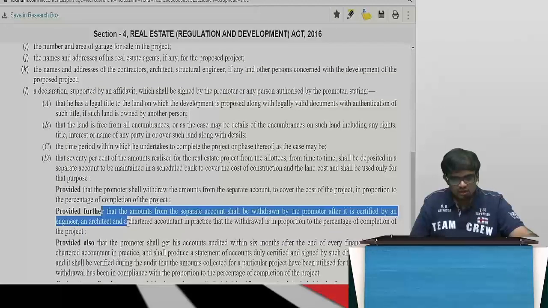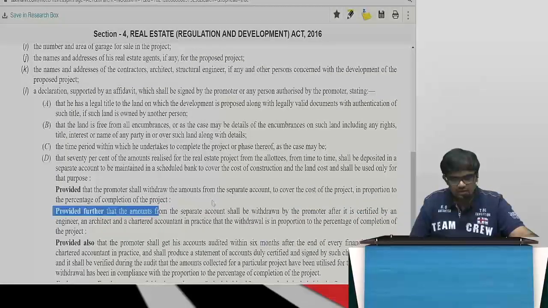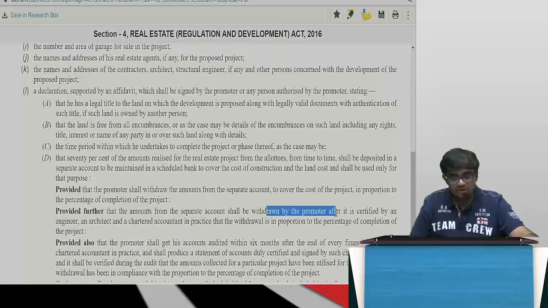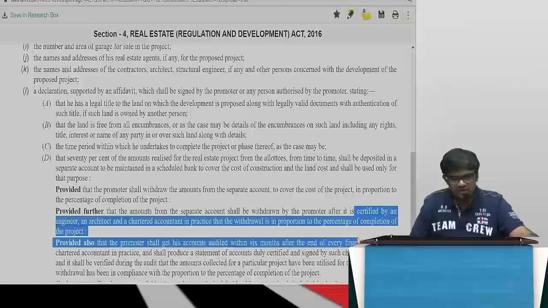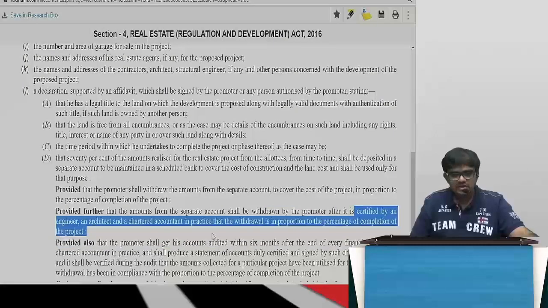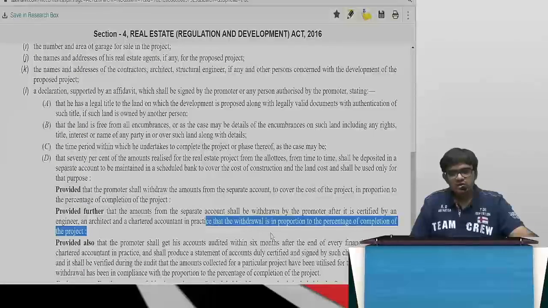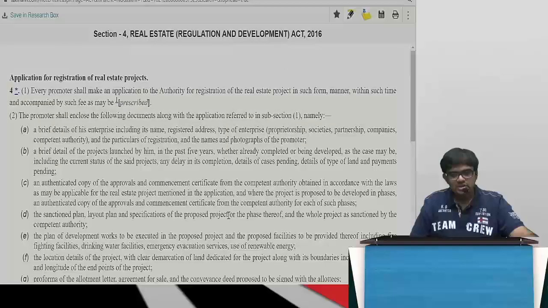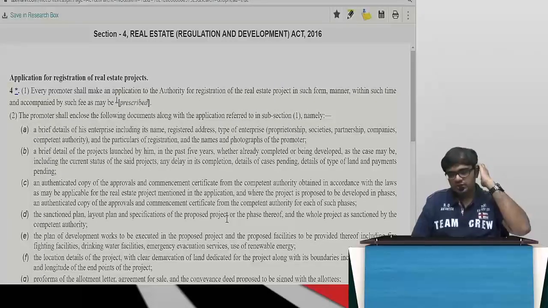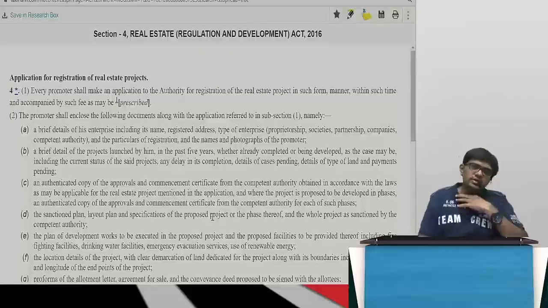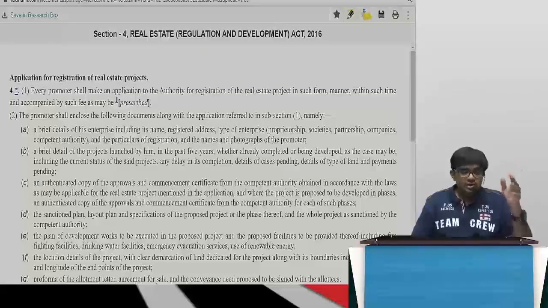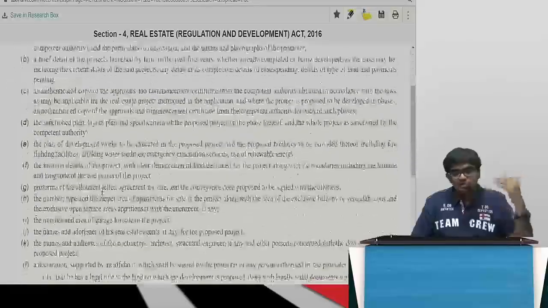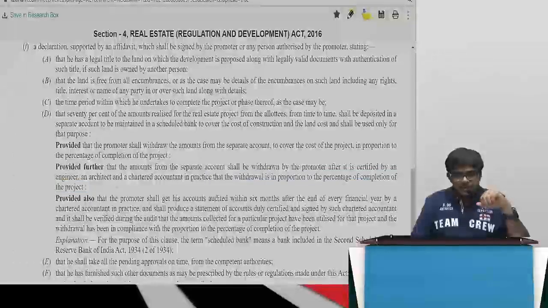Here, amounts from the separate account will be withdrawn by the promoter after it is certified by an engineer, architect and CA in practice. The withdrawal is proportional to the percentage of completion of the project. Basically, the account should be registered, and you should open a bank account, an escrow account, and deposit everything there. However, you can keep on withdrawing. Correct?